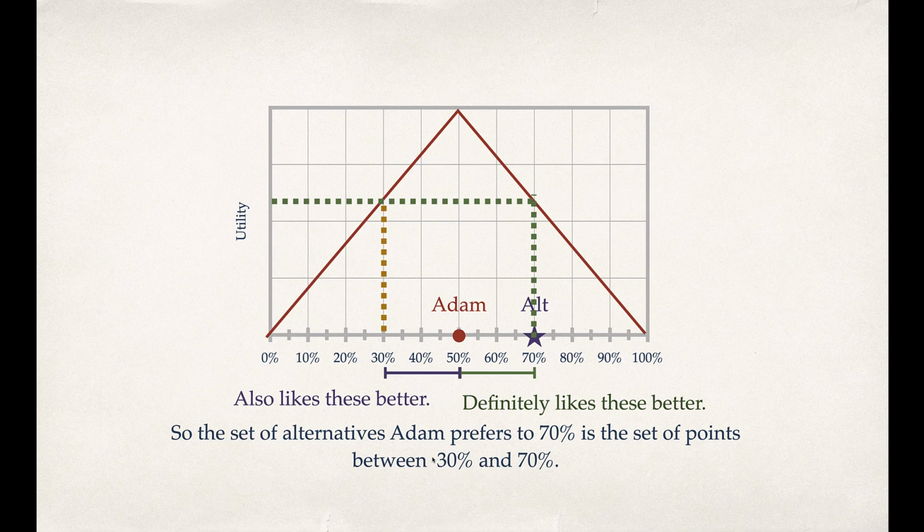69.9999999999999 is in the preferred 2 set, but 70 is not. Those are his indifference set, 30 and 70%, or his indifference points, okay? So this is how we write it.